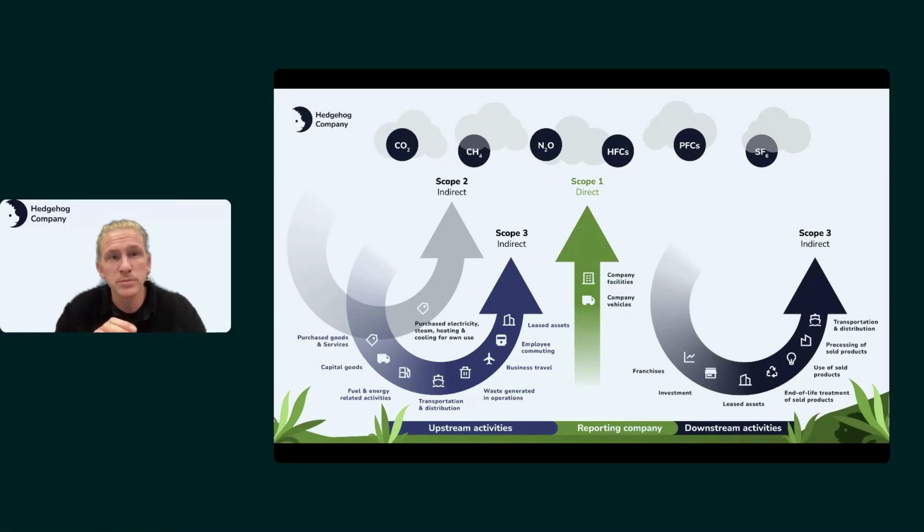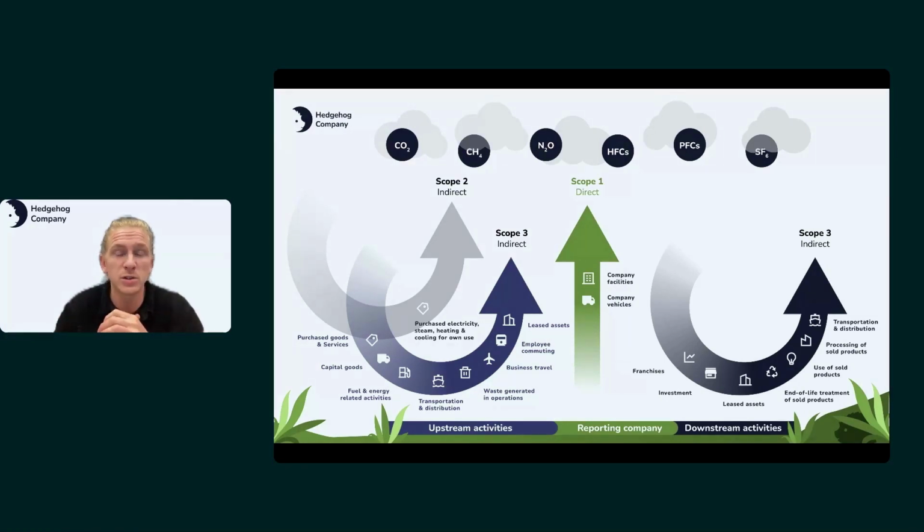When you look at the bottom, you see this horizontal bar. In the middle, there's a green bit stating the reporting company. And on top, there is a green arrow to the sky with scope 1 direct emissions. So when we're speaking of scope 1 direct emissions, these are direct emissions of greenhouse gases from your company's assets. We are categorizing those in two.